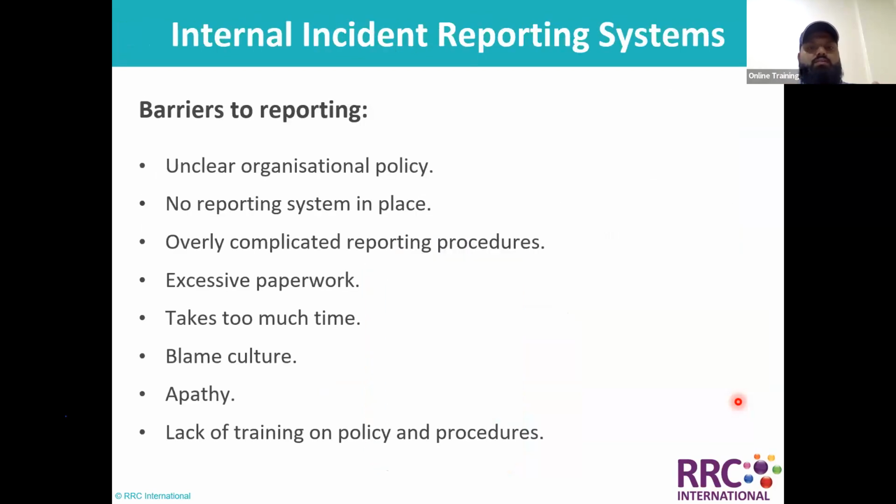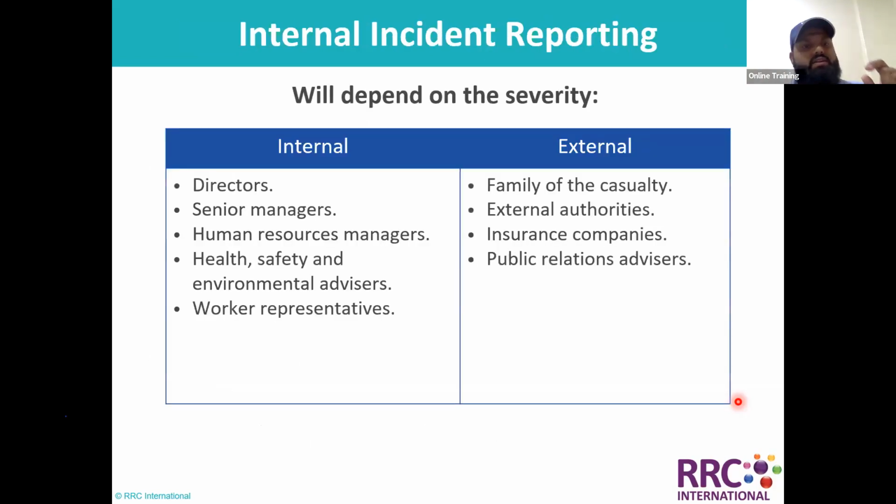And there are different barriers in the reporting system. What are those barriers? Like unclear organizational policy, no reporting, blame culture, and so on. These were the barriers in internal reporting. And internal reporting has an effect on internal parties as well as external parties.